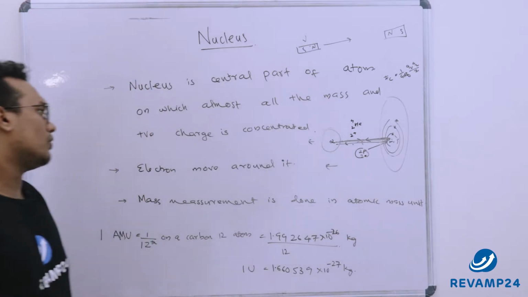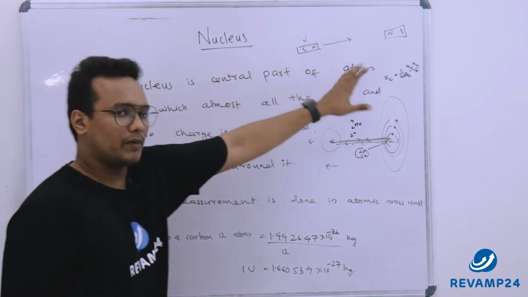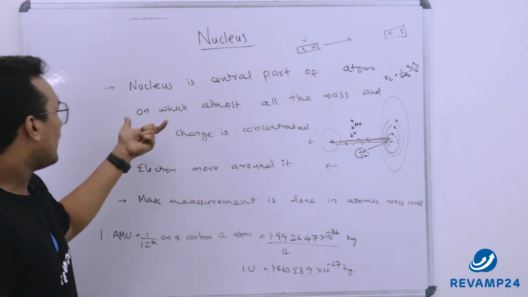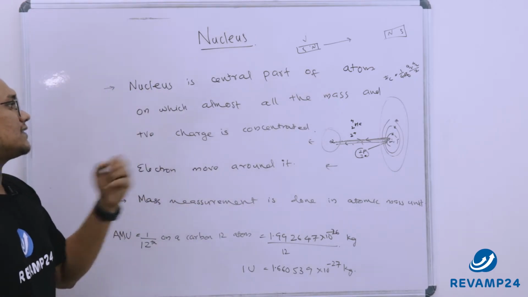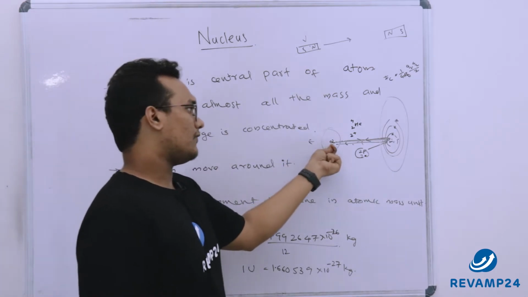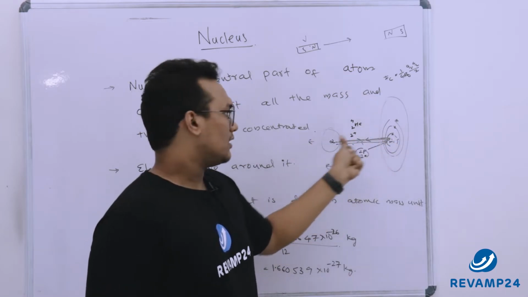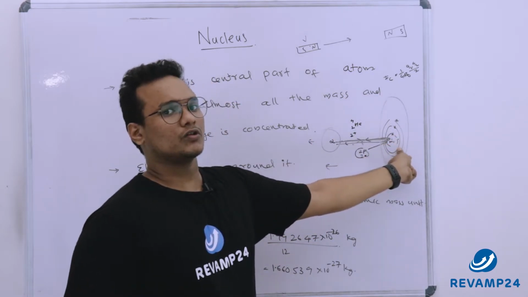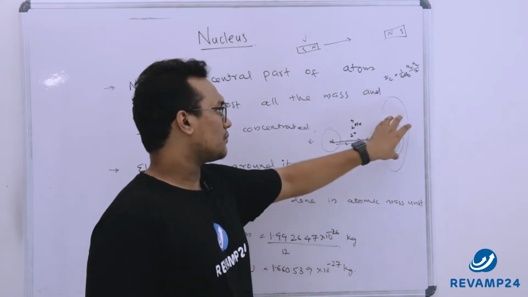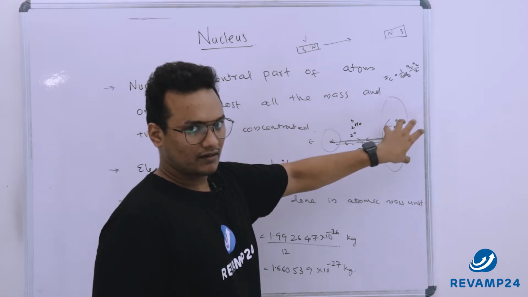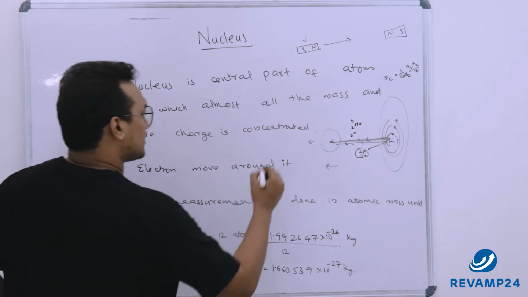Now we will conclude all in one sentence: the nucleus is the central part of the atom, on which almost all the mass and positive charge is concentrated. Why is the alpha particle returning back? Because the nucleus is offering repulsive force. The alpha particle is positive, so the nucleus also should be positive. Next, why is it returning back? Because the mass of the nucleus is heavier.